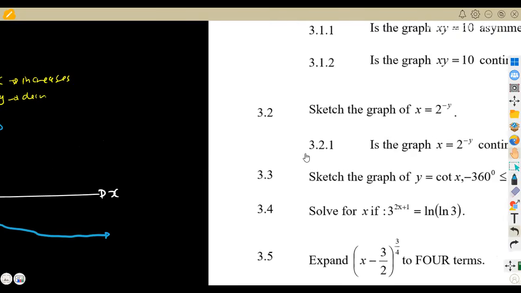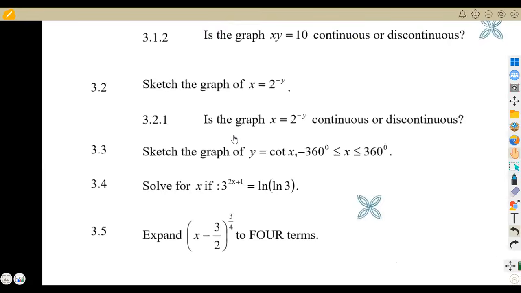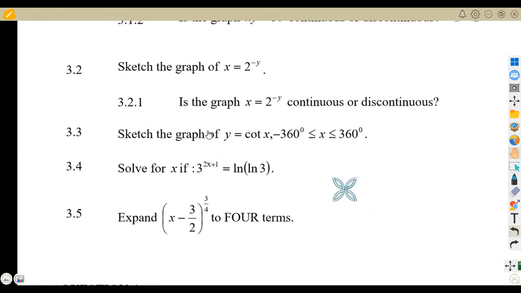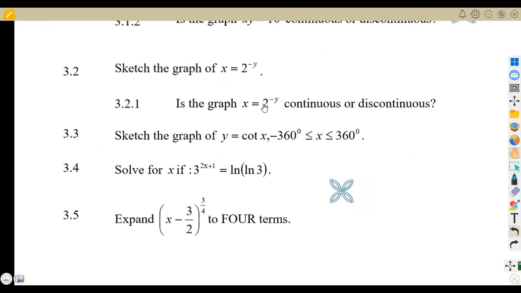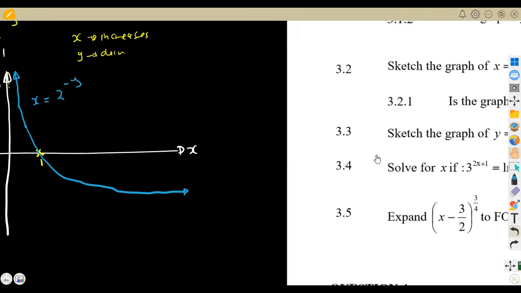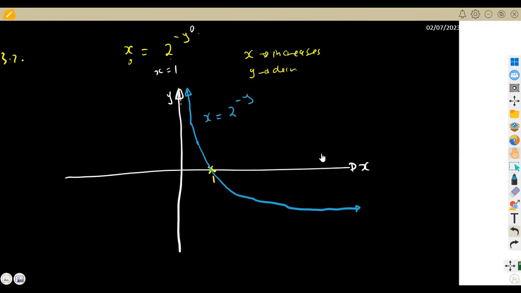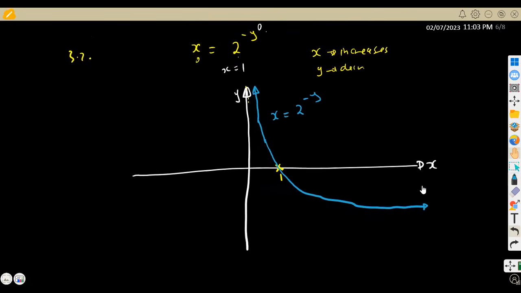So 3.2.1 was: is the graph of x equals 2 to the exponent of negative y continuous or discontinuous? Let's check. It's just a single function and it's connected throughout. So that's a continuous function.